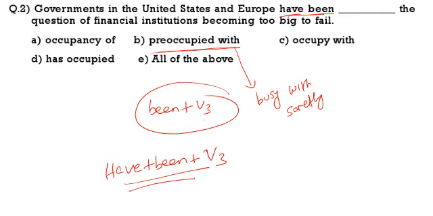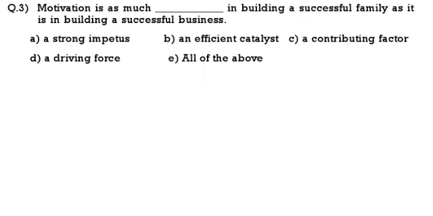Let us see the next one. You might have a doubt why this is not correct. 'Has occupied' is not correct. Why is this not correct? Here we are using present perfect tense. We should use the past tense. So present perfect tense is not suitable. So D is not correct. Let us see the next question.